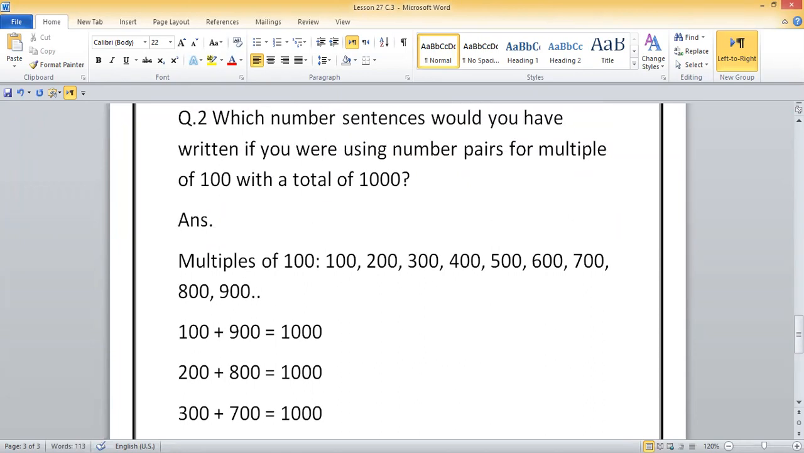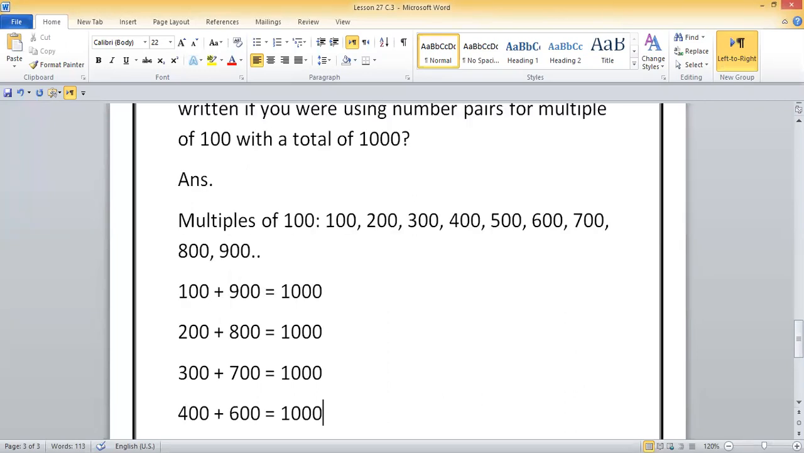Which number sentence would you have written if you were using number pairs? So in this, when 100 becomes bigger, 900 becomes smaller. I'm meeting all of you, then I will explain shortly.